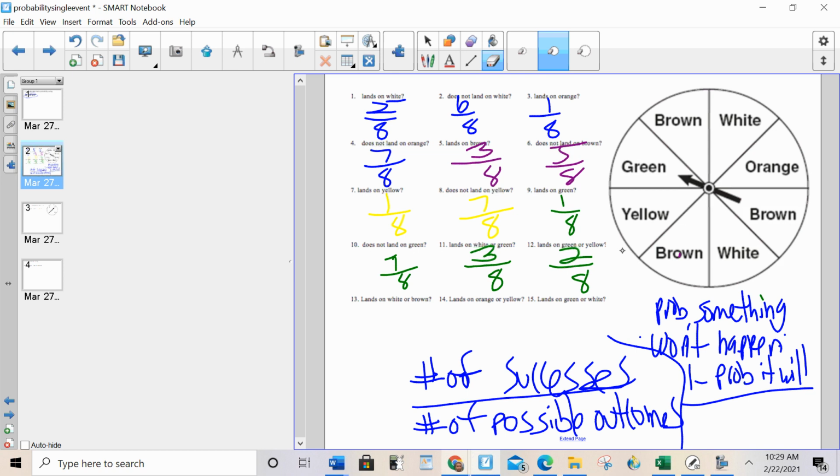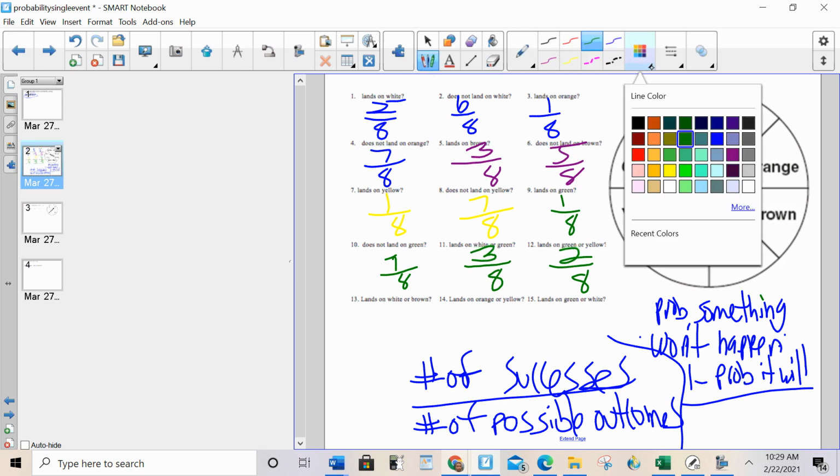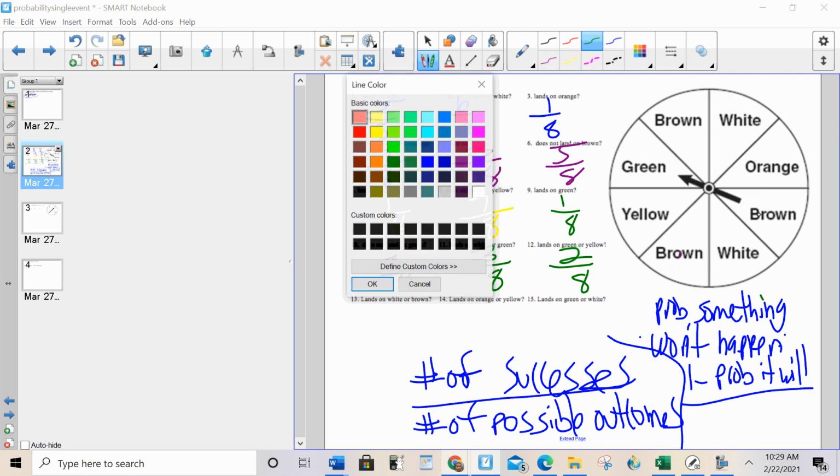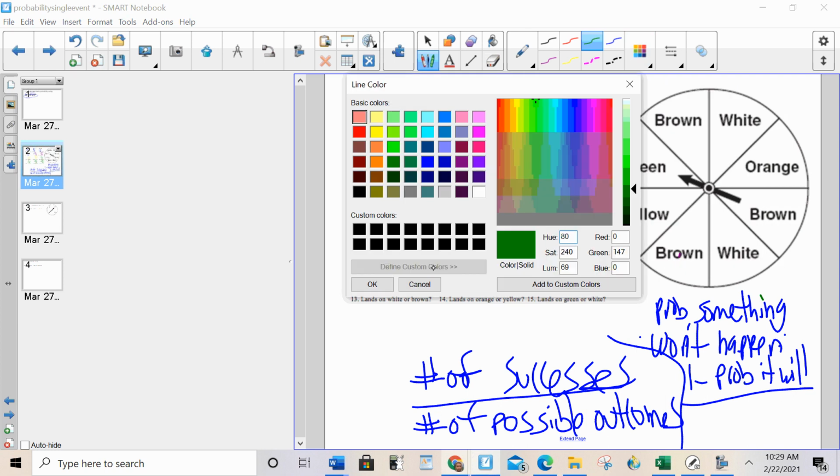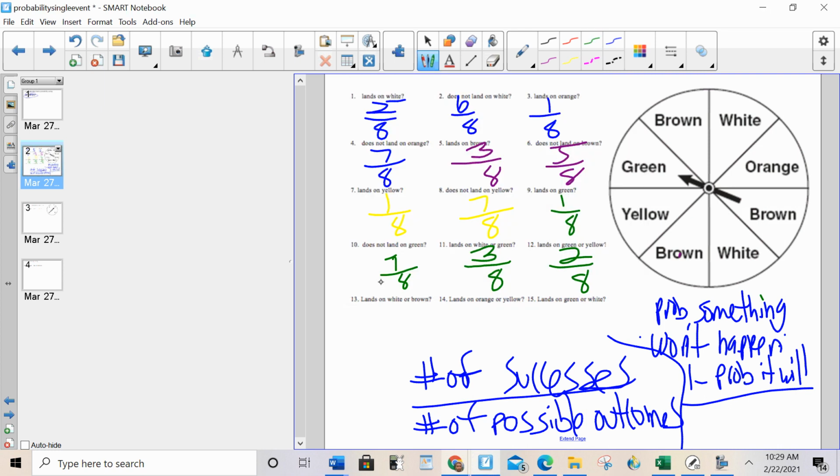Okay, let's go over it. It's all this brown talk. Do we have a brown color in here? Let's go brown. I don't see brown. I don't know how to make brown. I'm not an art person. I think this orange is as close as I can get.